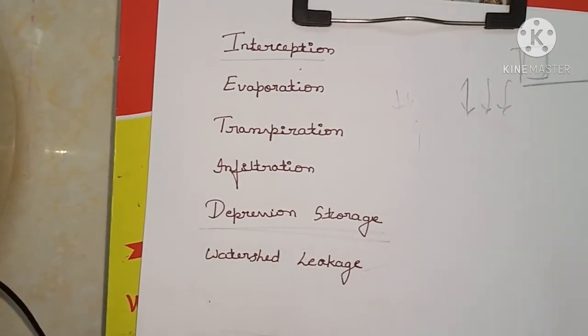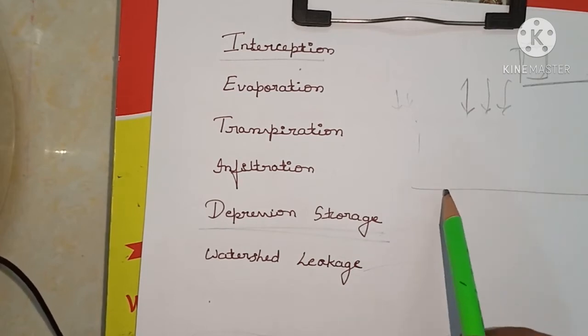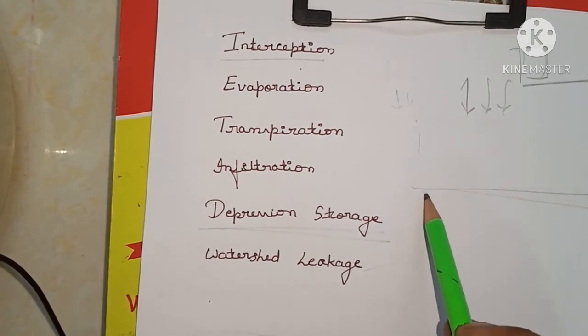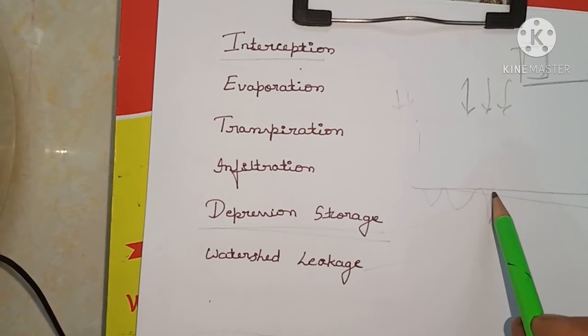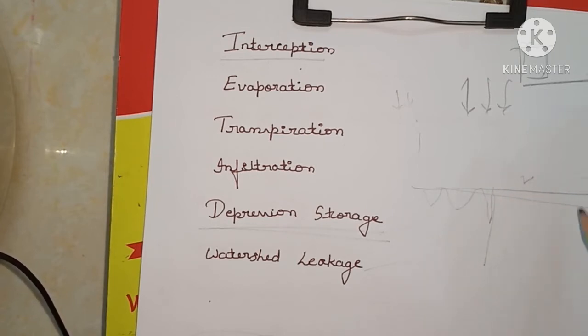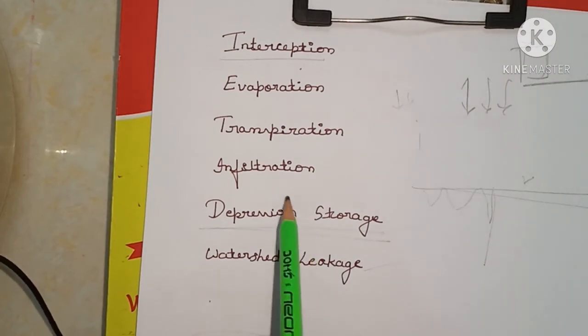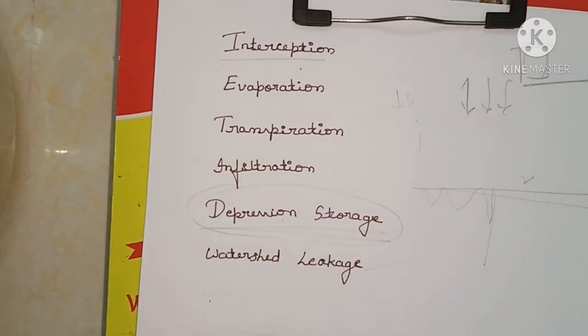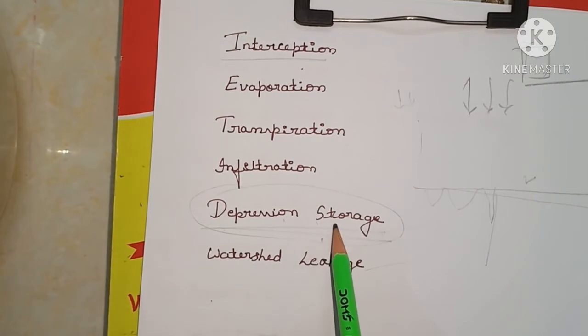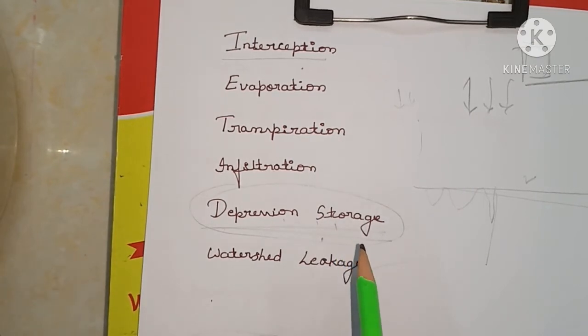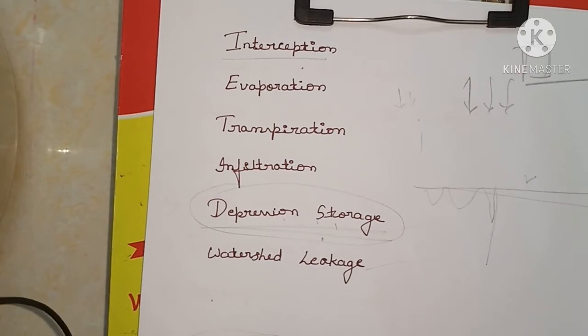Depression storage. Depression storage is nothing but, if this is an area, it will not be straight. There will be some undulations, which may be deep or small. The water stored in those depression areas is called depression storage. Factors affecting depression storage are landform, soil characteristics, topography, or some man-made disturbance. It may be farming or terraces.